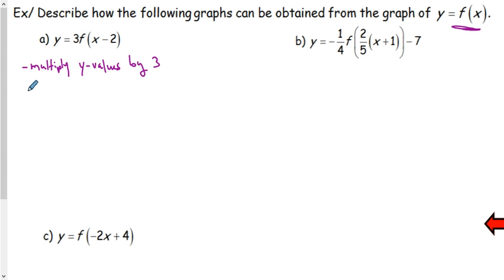That's my first change. My second change, inside the brackets, x minus 2, I know that means I need to shift all of my x values to the right. That's the positive direction. Okay? So I'm going to say shift 2 units right. So that means I'm adding 2 to all of my x values. That's going to shift them to the right in the positive direction. Okay, let's have a look at our next one.